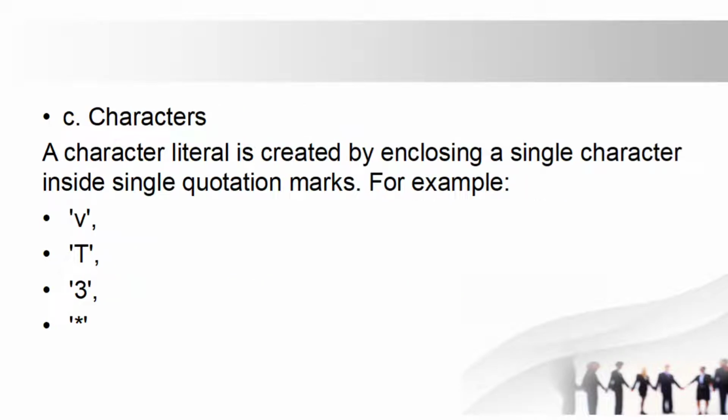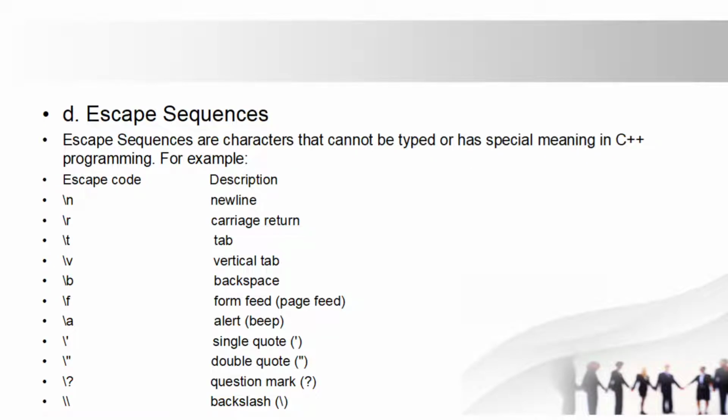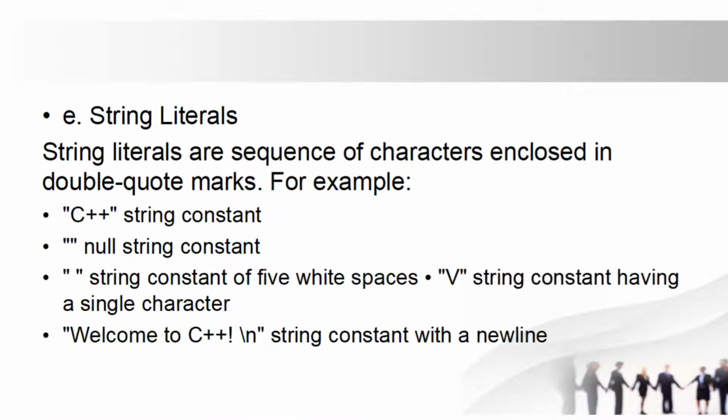C. Characters. A character literal is created by enclosing a single character inside single quotation marks, like the example shown below. D. Escape sequences. Escape sequences are characters that cannot be typed or have a special meaning in C++ programming, like the examples below. E. String literals. String literals are sequences of characters enclosed in double quote marks, like the example shown below.